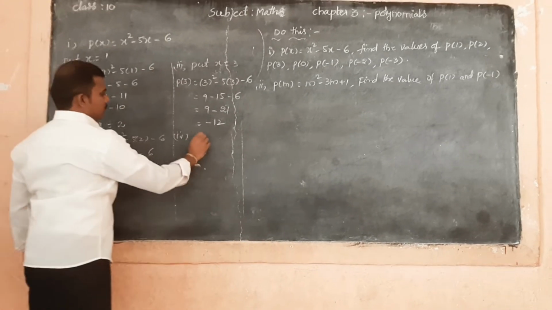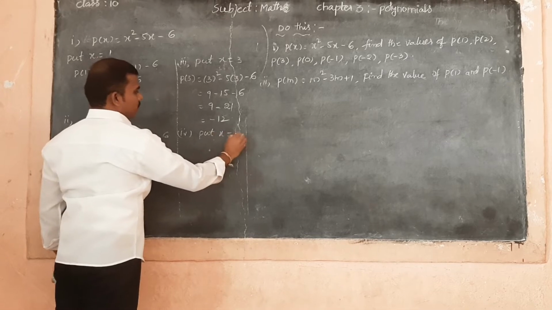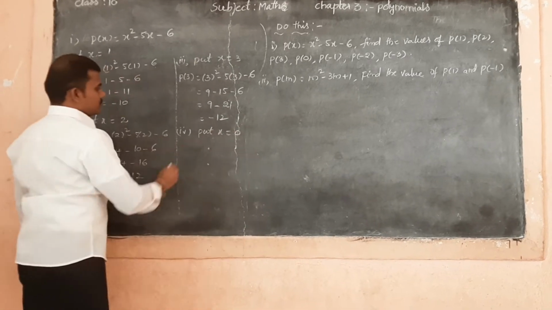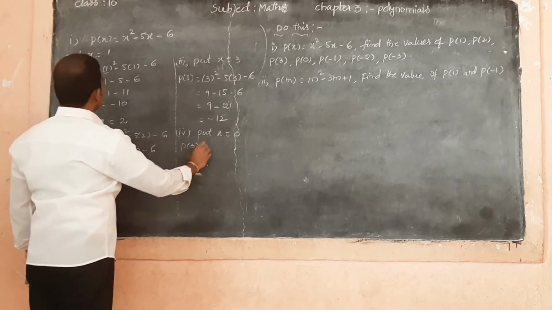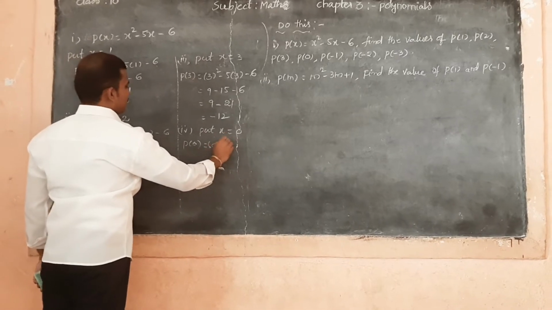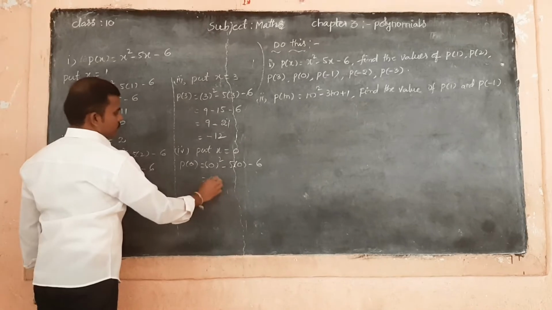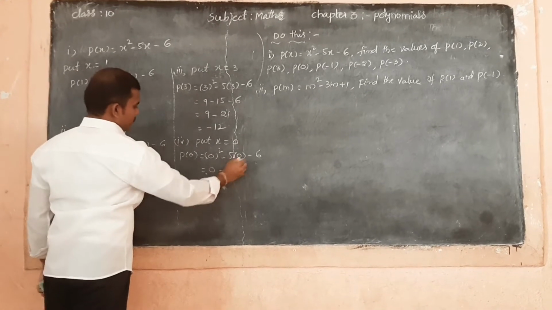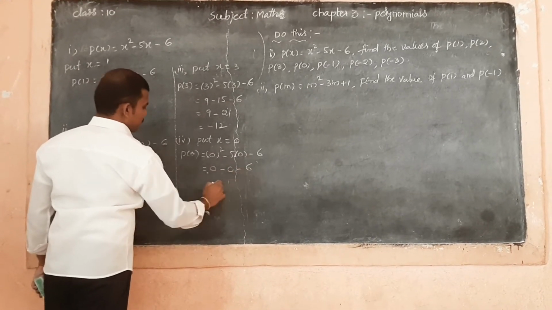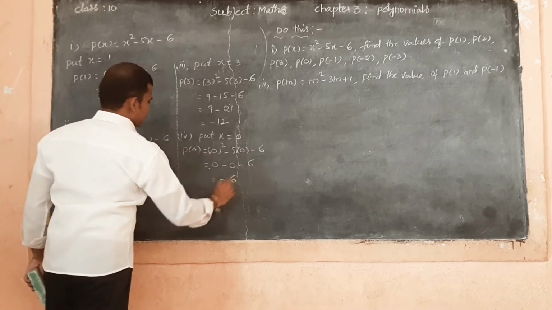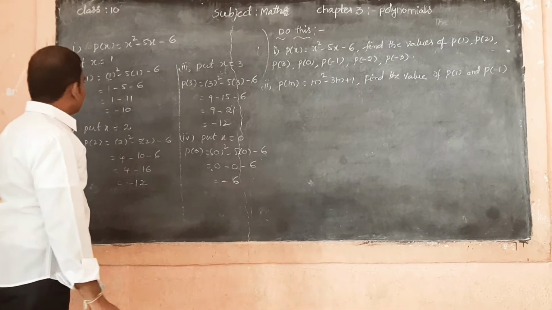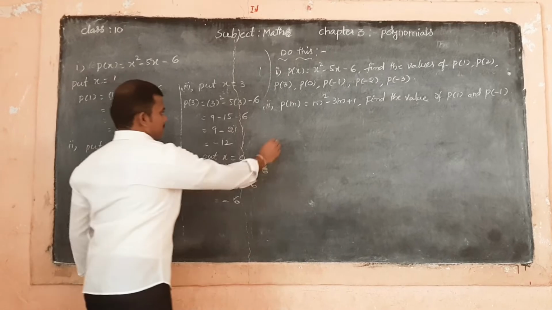Put x is equal to 0. What is the value of the polynomial? Put x is equal to 0. P of 0 is equal to 0 square minus 5 into 0 minus 6. 0 square means 0. 5 into 0 is 0, minus 6. So we will get minus 6. So this is the value of the given polynomial. Next, fifth one.